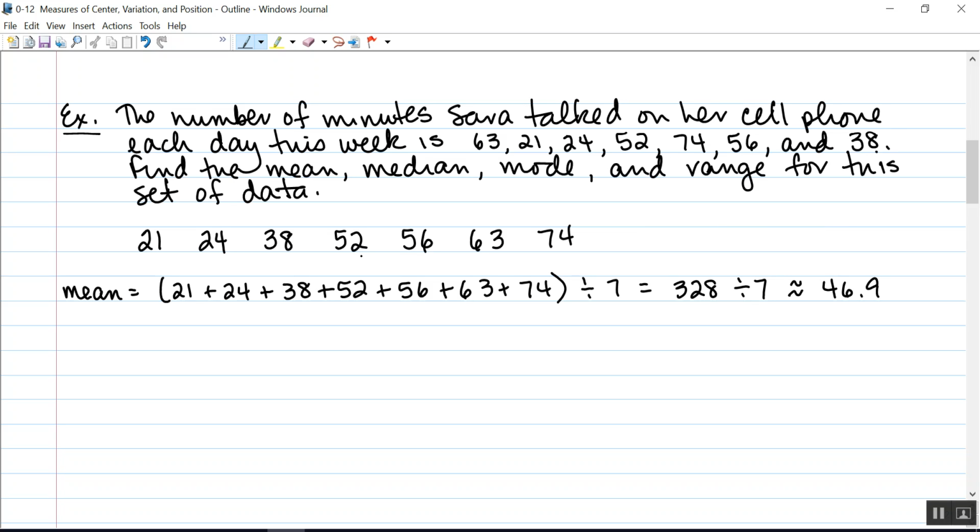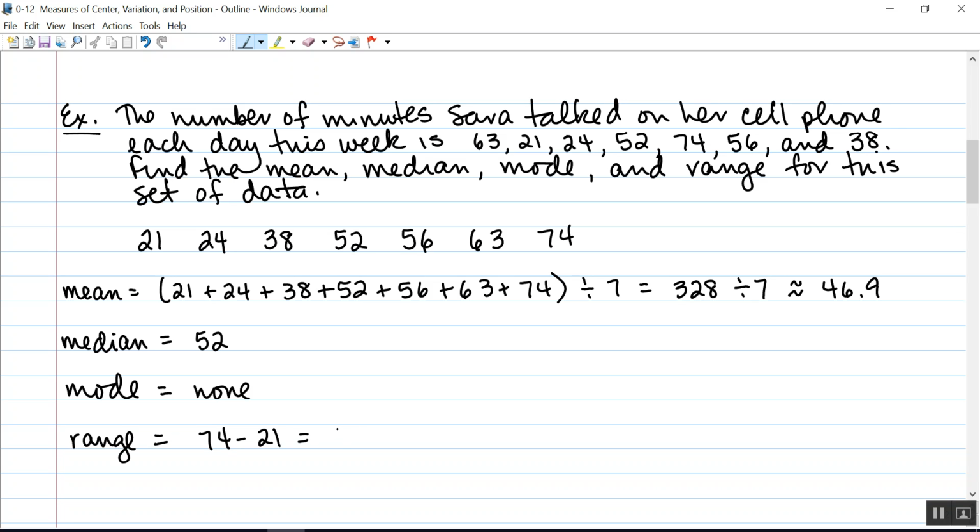The median is going to be the number in the middle. Because there are 7 values, I'll count 3 on each side, and that means my median is going to be 52. The mode is the number that appears most often, and there are no repeated values here, so this set of data has no mode. And the range is going to be the difference between the greatest value and the least value. So that's going to be 74 minus 21, or 53.